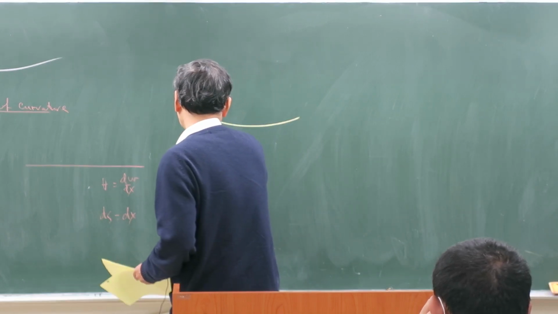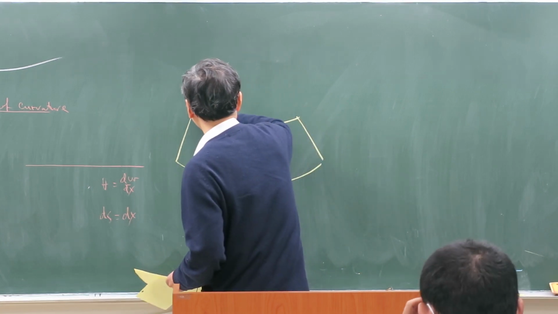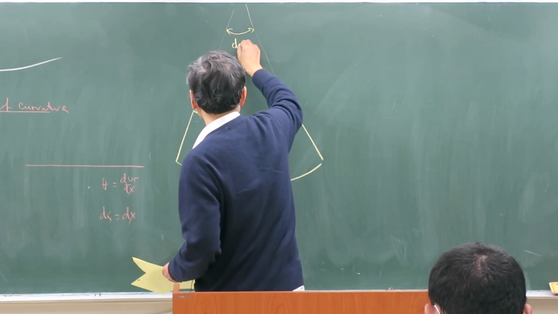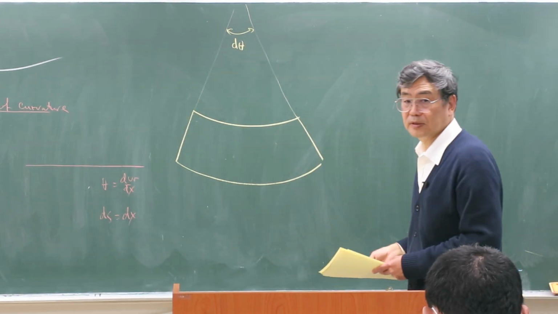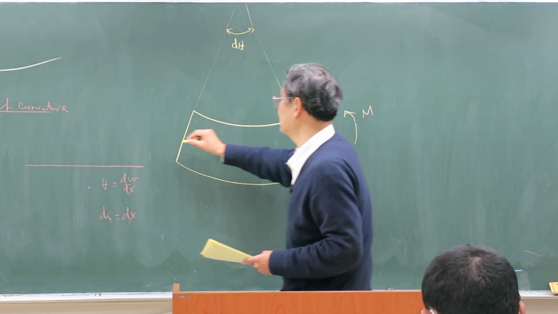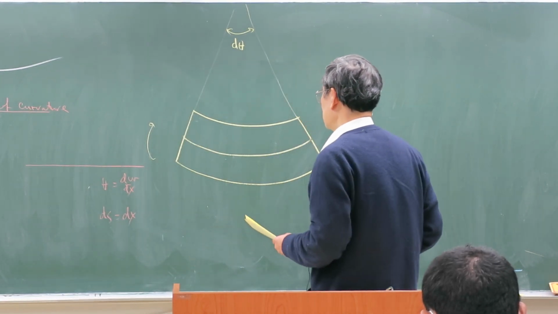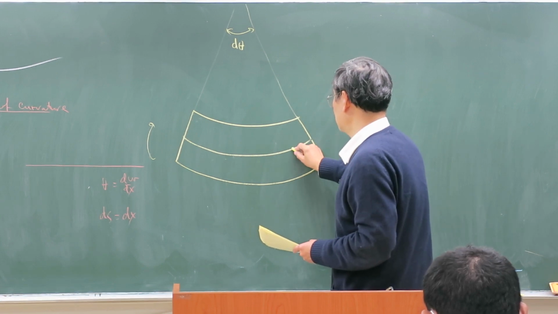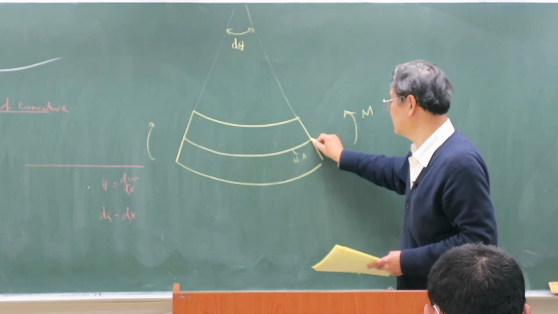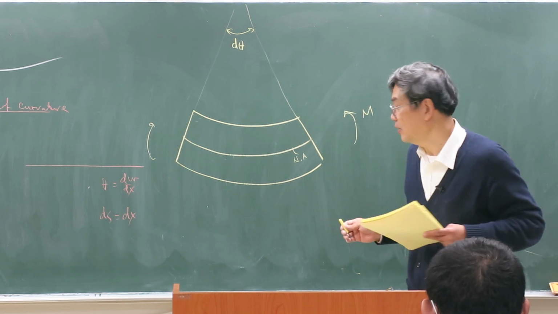After bending, this is d theta, and this is a moment applied. This is the neutral axis. All the fibers in this section didn't change length, okay.